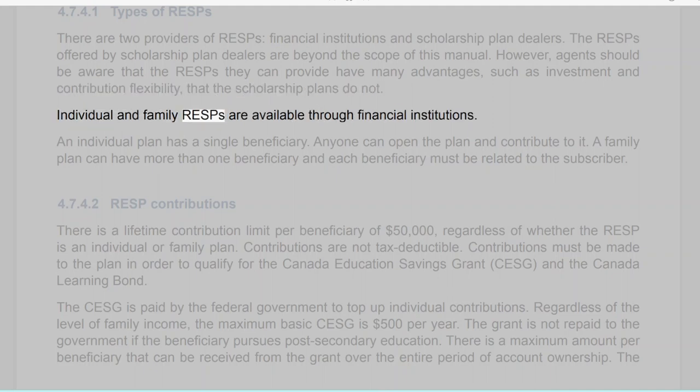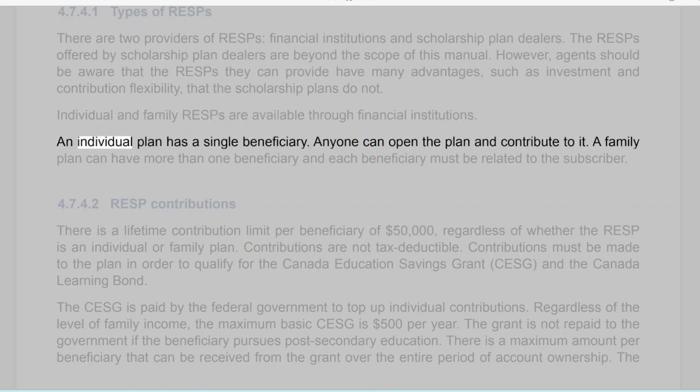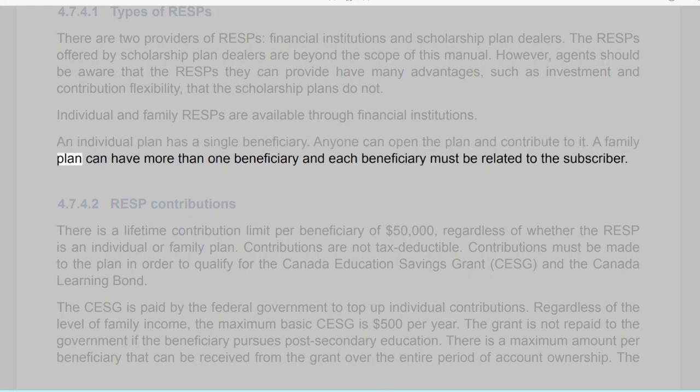Individual and family RESPs are available through financial institutions. An individual plan has a single beneficiary. Anyone can open the plan and contribute to it. A family plan can have more than one beneficiary, and each beneficiary must be related to the subscriber.